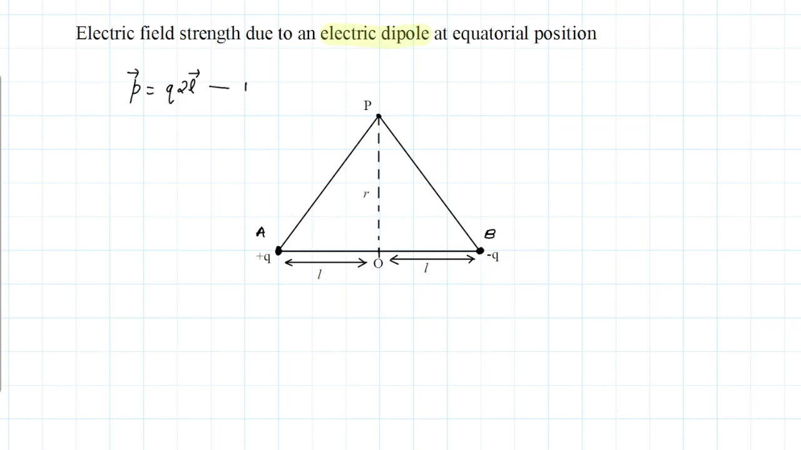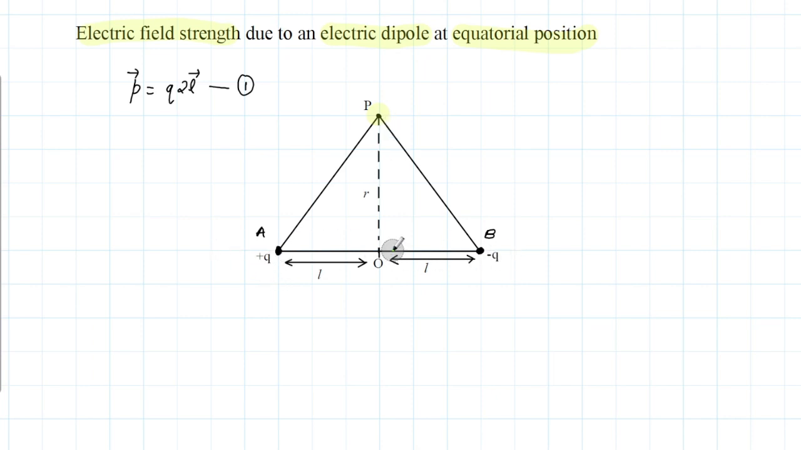Let's give this equation number 1, as we are going to use this equation later on. The next thing is we are going to find the electric field strength at P. For that, we need to bring a test charge to this point P, and this point P is called the equatorial position for this electric dipole. The equatorial position is any point which is perpendicular to the axis of the dipole.